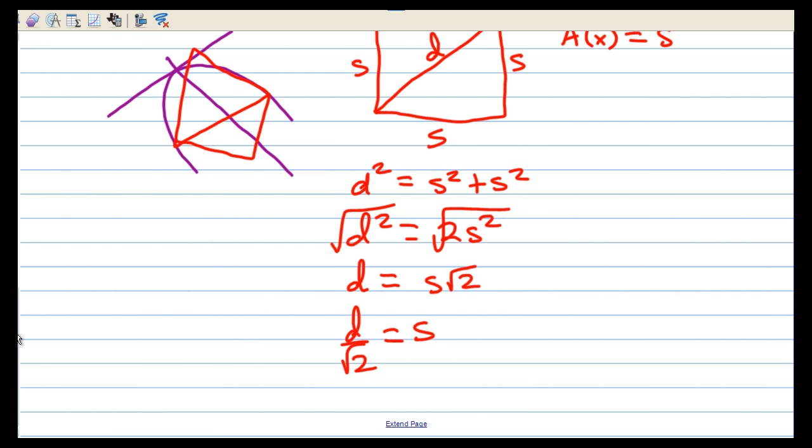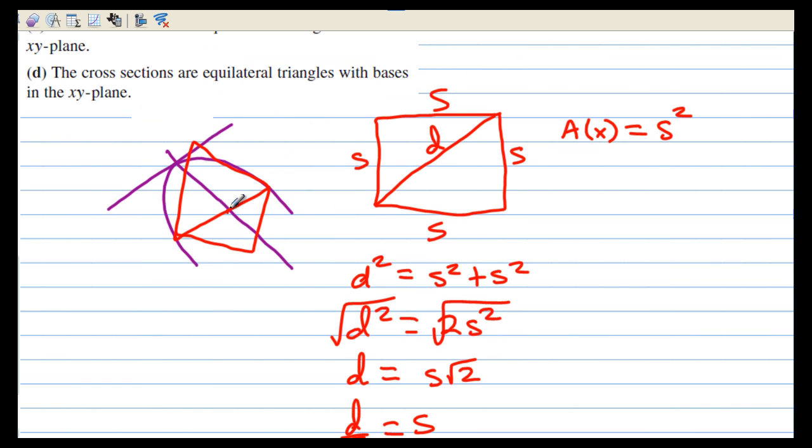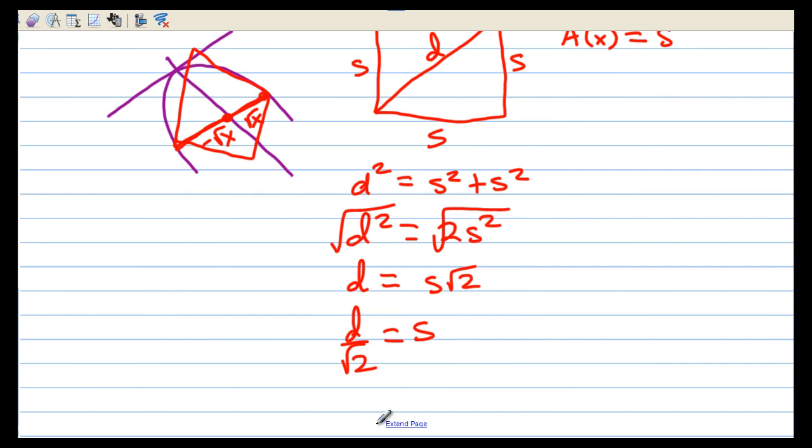Well, we know what the diagonal is, because from the x-axis to the curve is the square root of x, and from the x-axis to the other side is negative square root of x. Well, that's 2 square root of x. That's what the diagonal is. So the side equals 2 square root of x over the square root of 2.